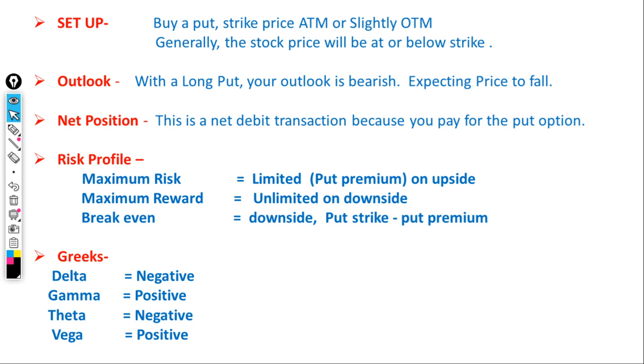Whenever a stock cracks down, if implied volatility starts rising rapidly, and if you are on a long put, you can benefit from it. Even if your stock does not move anywhere and implied volatility starts rising, you can make money.